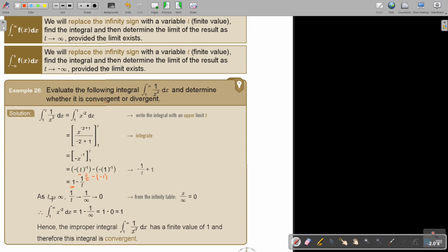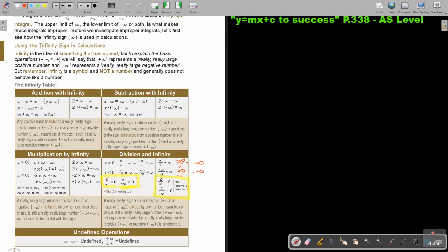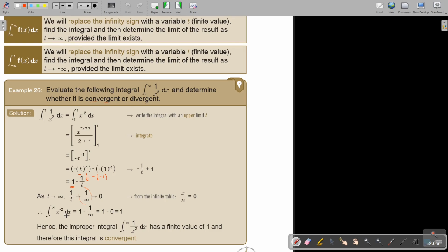Now this step is very important. So as t tends to infinity, so 1 over t, and now you have to look back on your list, and if I'm going to take you back, 1, like 2, over infinity is 0. Do you see that? That was very important. Okay? So that is 0. Okay? So in this case, this whole thing is going to become 0. But that first one was just 1. So it's 1 minus 0. So I have a number. I have a value. So hence the improper integral has a finite value of 1, a number. And therefore, the integral is convergent.